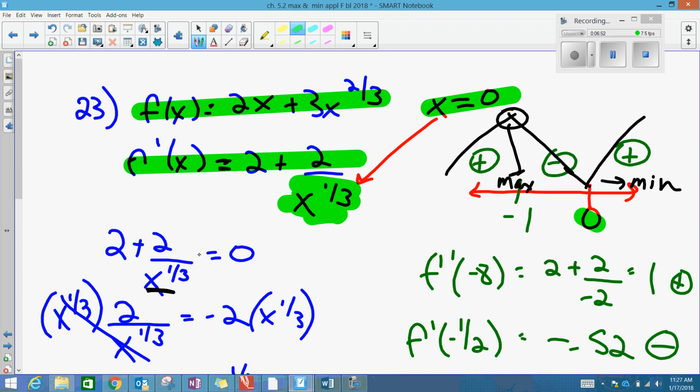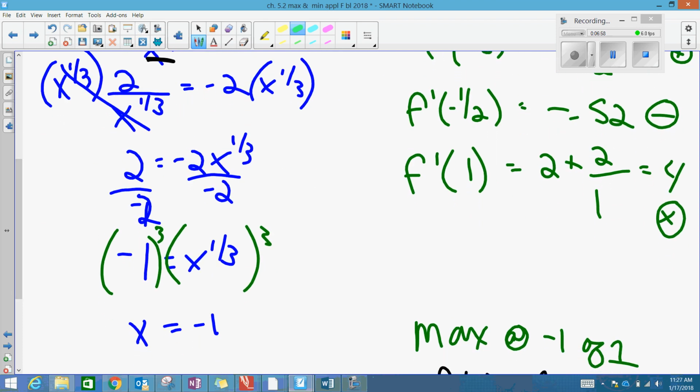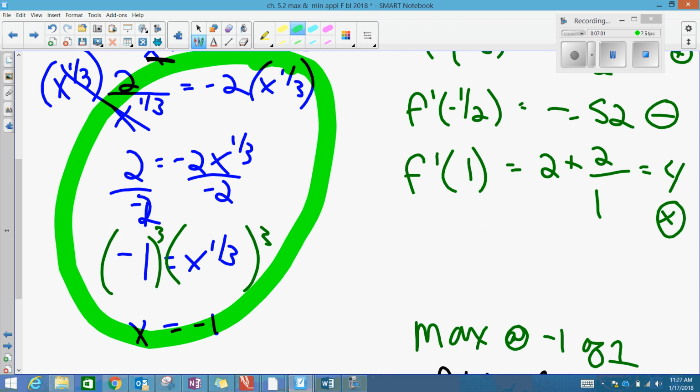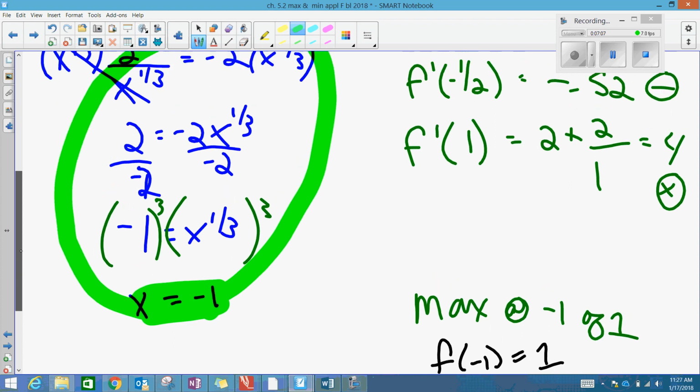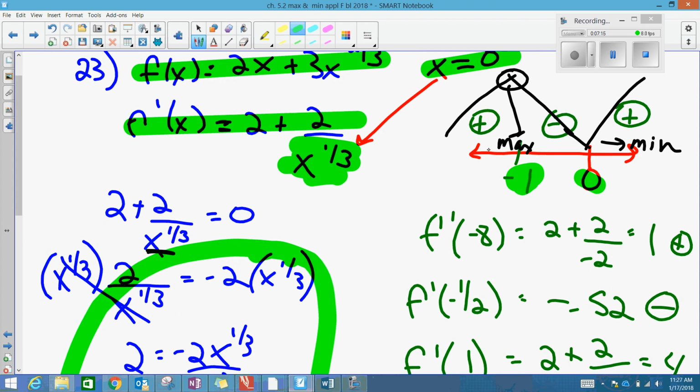We also now need to set the derivative equal to 0 and solve. And that is this over here. And that ends up to find the value of negative 1. If we set the derivative equal to 0 and solve, we get x equals negative 1 as another critical number. So we have two critical numbers, negative 1 and 0. That creates 3 intervals that we have to check for increasing and decreasing.